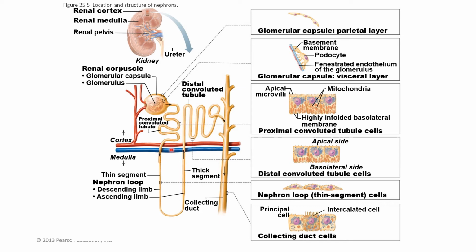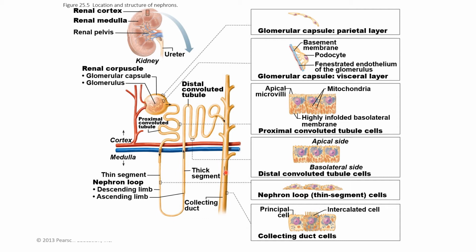Now, as we are reabsorbing things out of our filtrate, waste could actually be reabsorbed back. And so secretion is where you're going to selectively take the waste or certain ions out of the bloodstream back into the tubules. Secretion can happen anywhere within your tubules, including the collecting duct.